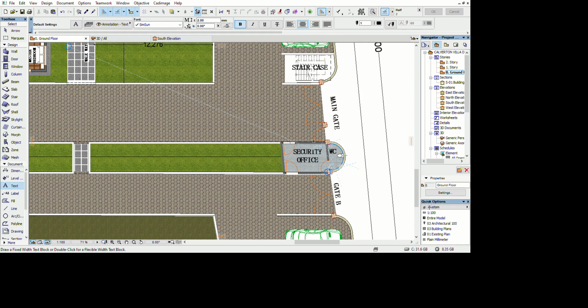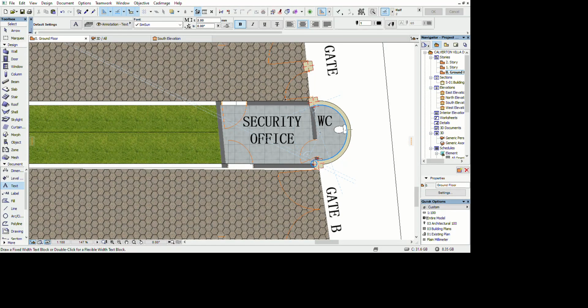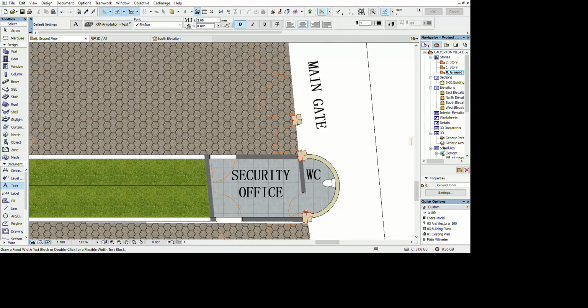So on the ground floor of the gate, it has a security office, and from this security office they are able to access both gates. There's a door from gate B, there's also a door from the main gate, as you can see, and they are able to access the security office. So they're able to man the two gates, register the guests that are coming in and going out, and check the vehicles that are coming in and going out.